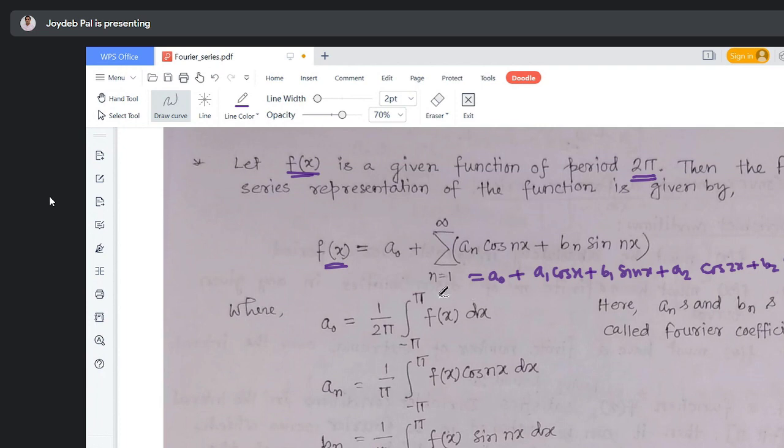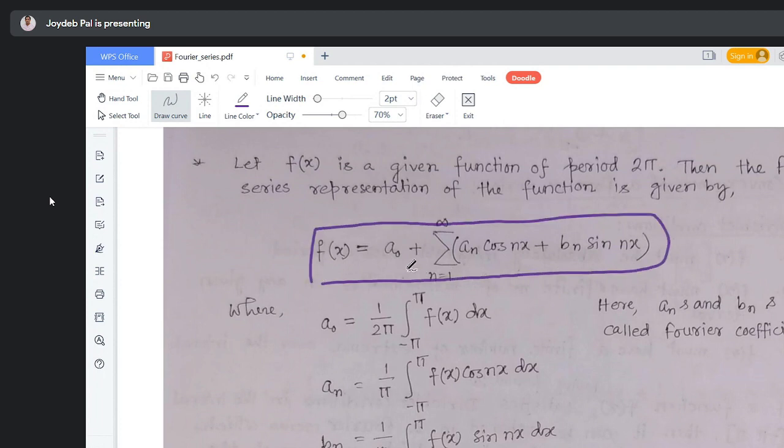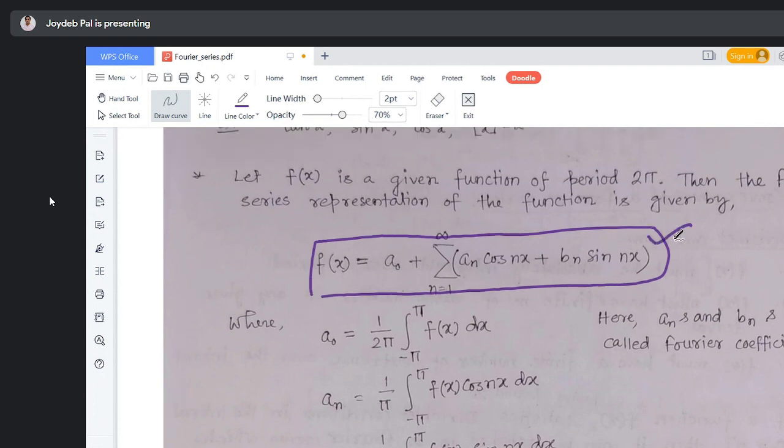So we are writing a series which contains sines and cosine terms only. It is the Fourier series form for a function. You have to remember this form: a naught plus summation n equals 1 to infinity of a n cos nx plus b n sin nx. Now ये तो arbitrary form है.